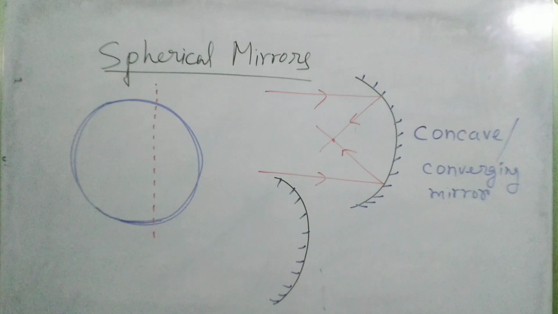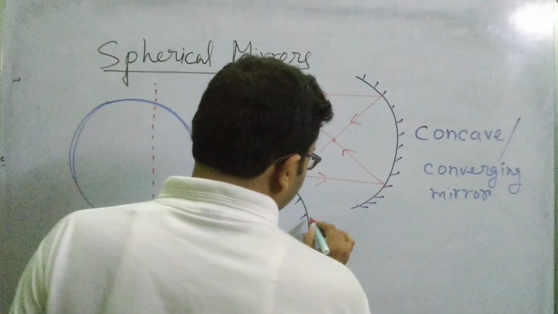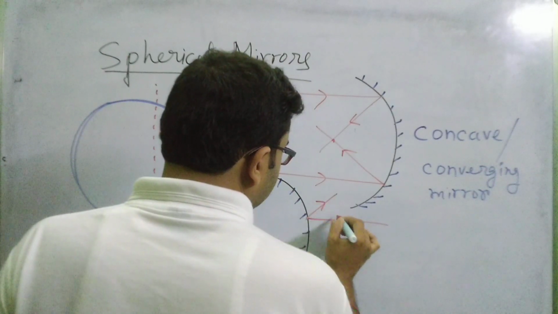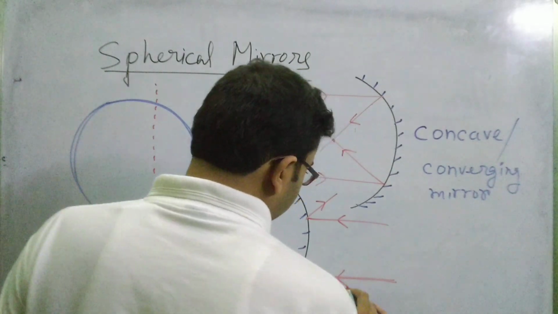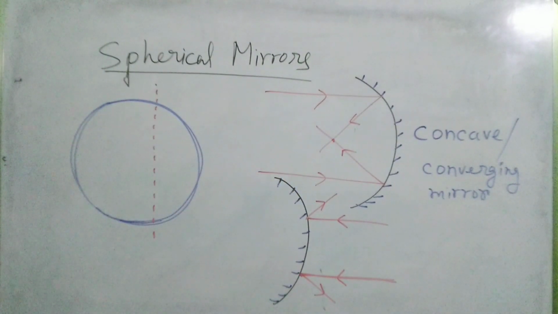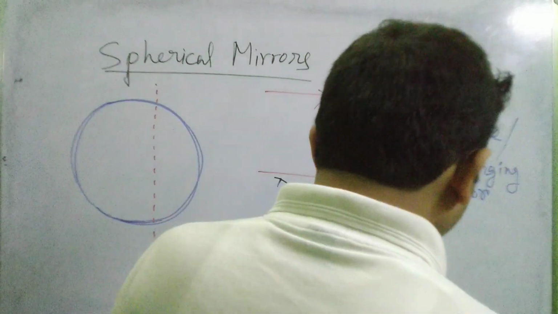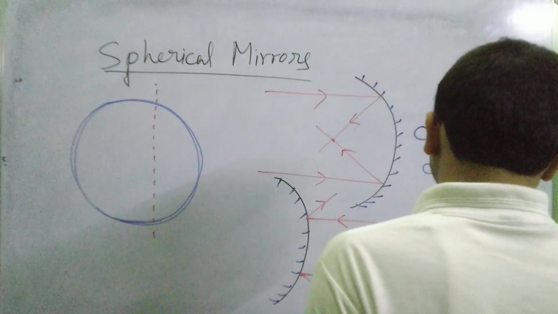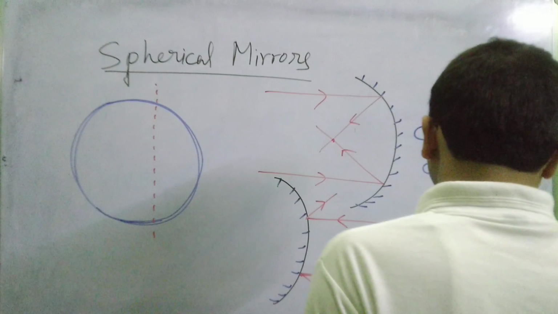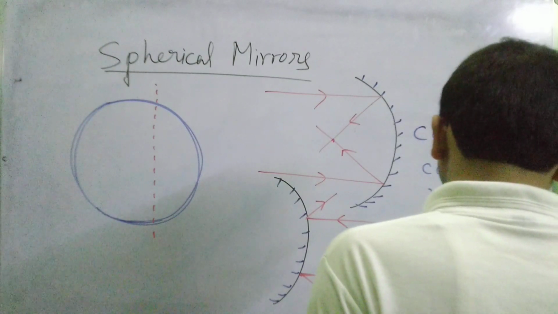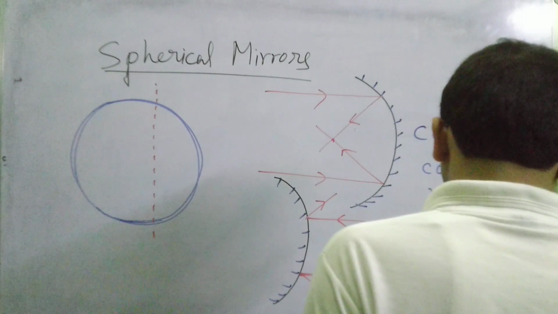On the other hand, if I consider this kind of mirror, if light comes and falls on this like this, the light rays actually get diverted, isn't it? Just consider the opposite side of the container or the bowl. The light gets diverged. Then this kind of mirror is called a convex mirror, or since the light rays are being diverged, it is also called a diverging mirror.